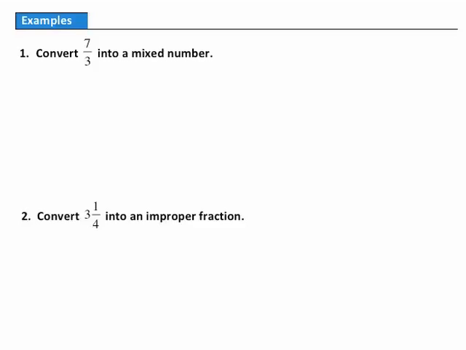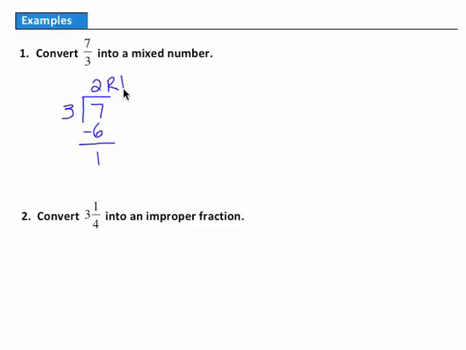Now let's take a look at some examples that will help us convert between improper fractions and mixed numbers. Example 1. We're asked to convert the improper fraction 7/3 into a mixed number. Remember that every fraction is a division problem, and in 7/3 we're dividing 7 by 3. 3 goes into 7 2 whole times. 2 times 3 is 6, and when I subtract, I get a remainder of 1.